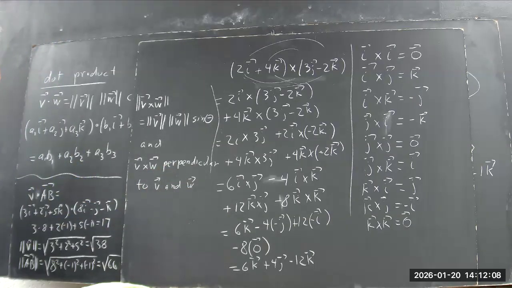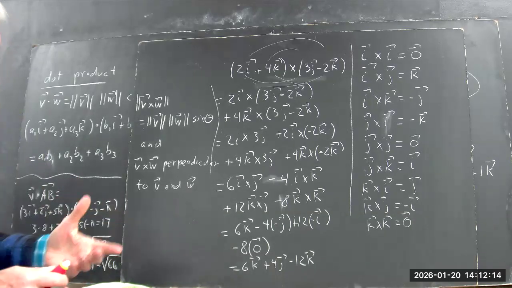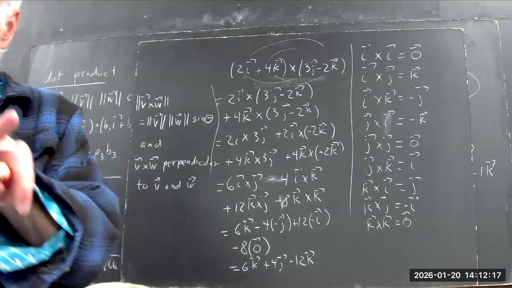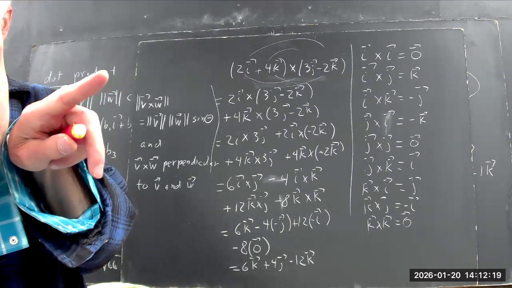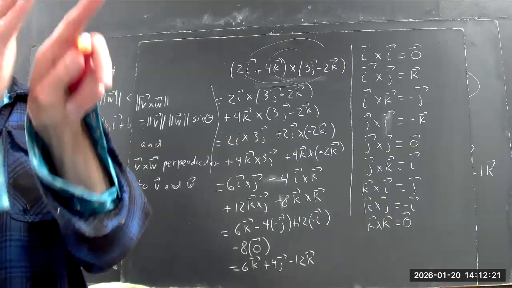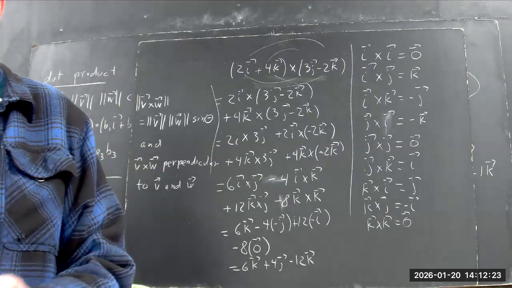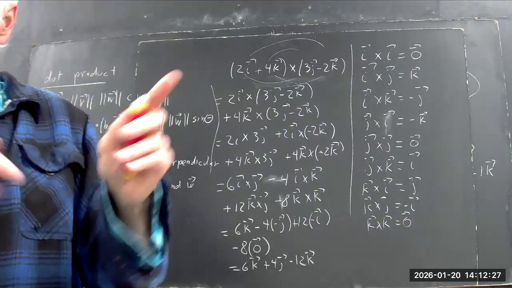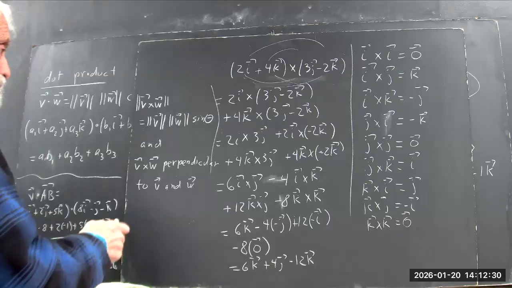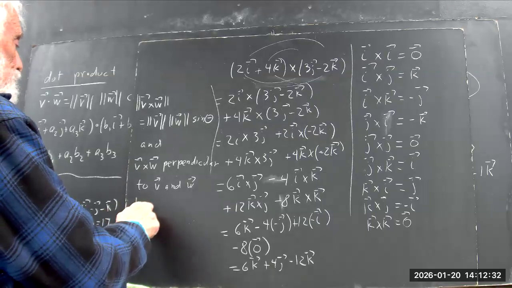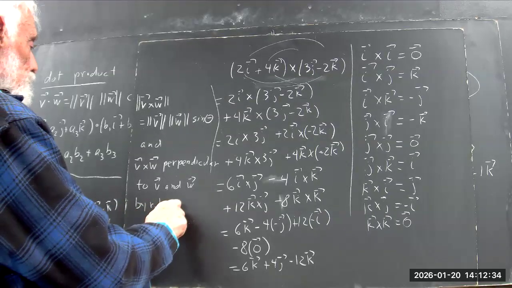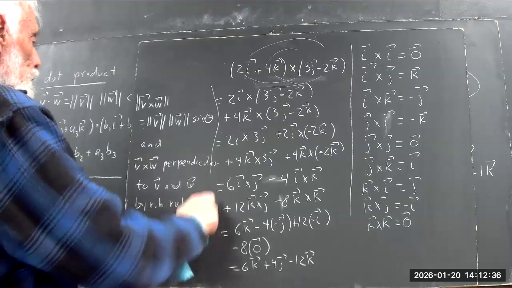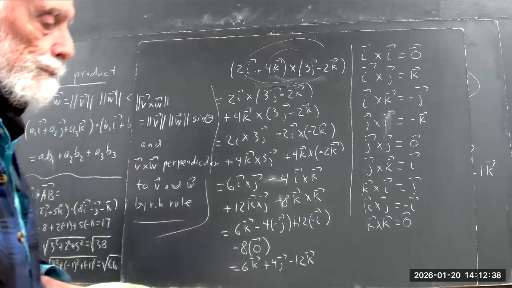V cross W is perpendicular to V and W. There are 2 vectors perpendicular to any 2 vectors. Got 2 vectors here. Use the right hand to turn one into the other. There's your cross product. Okay. It's perpendicular, but so is this. Which one is it? The right hand.